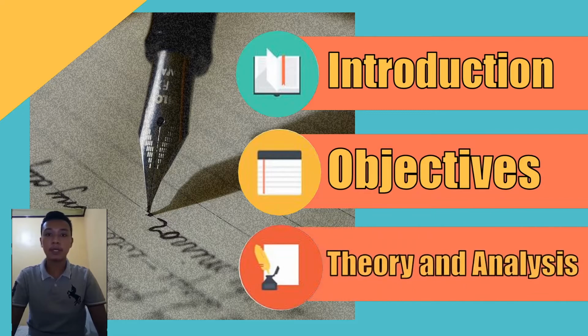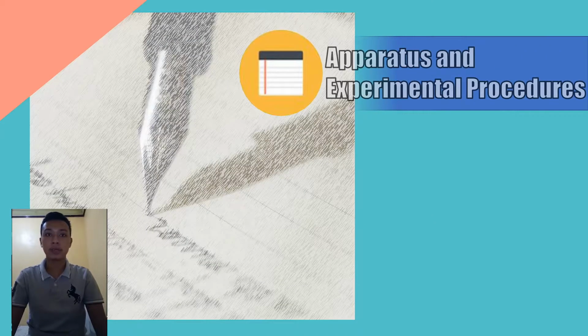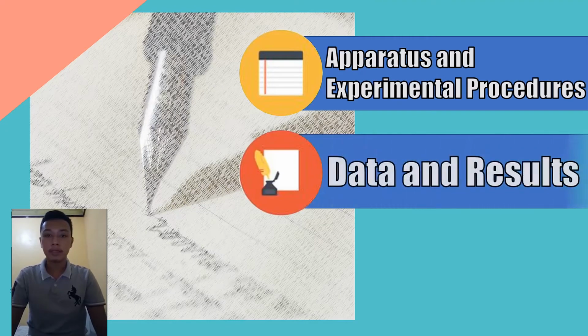Next is theory and analysis. This section states pertinent principles, laws, and equations. Also presents analytical models, defines unfamiliar terms or symbols, and states important assumptions associated with experimental design. Next is the apparatus and experimental procedures. This section presents a list of apparatus and instrumentations that will be used. It also describes how you perform the experiment, stating it step by step and showing the instrument setup by means of a diagram.